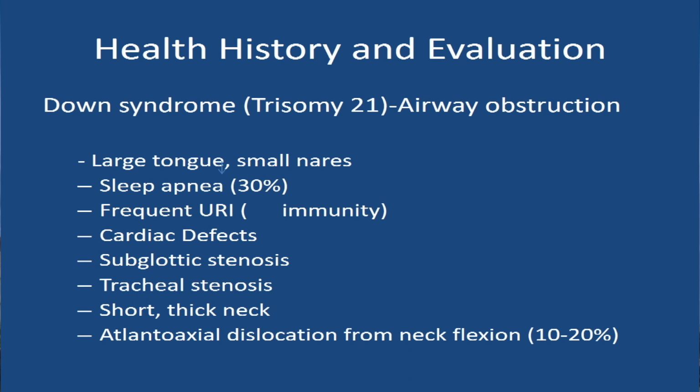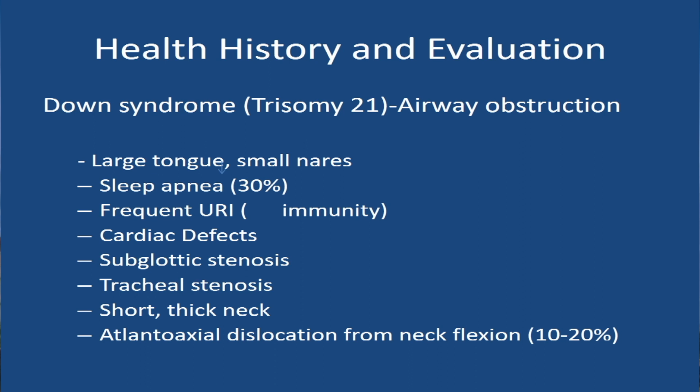Children with Down syndrome, trisomy 21, occasionally have airway obstruction because they have relative tongue obstruction, a macroglossia, and sometimes they have a malocclusion. So with these factors combined, what you want to look for is a large tongue and small nares. Do they have sleep apnea? Because 30% of them do.